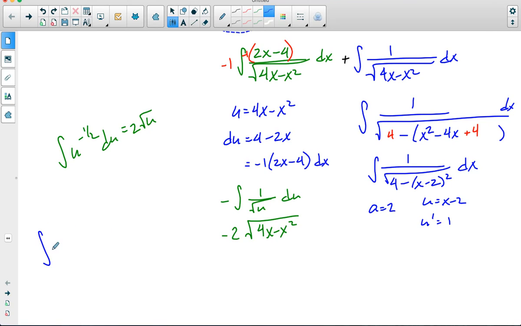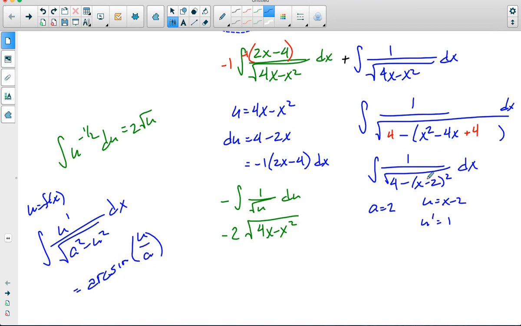And I use a template I give my students where it's u prime over the square root of a squared minus u squared dx, where u is some function of x. And that will always integrate to the inverse sine, or the arc sine, of u over a. So now that I've identified all of that, this is in that template of u prime over root a squared minus u squared. This antiderivative ends up being the arc sine of u, which is x minus 2, over a, which is 2. And so those are our two antiderivatives.